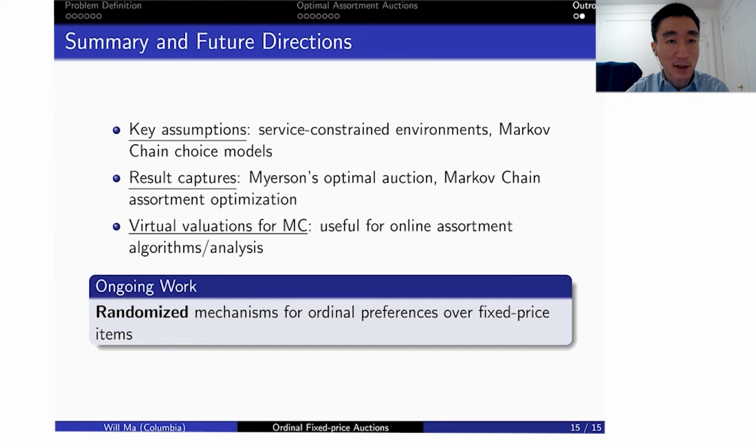Okay, and then I also want to mention in some ongoing work, I'm also studying randomized mechanisms for ordinal preferences over fixed price items. Here, even with a single buyer, the problem becomes interesting because you're optimizing over a larger class than just assortments. Okay, so in the interest of time, I'll stop there, and I thank you again for your attention.